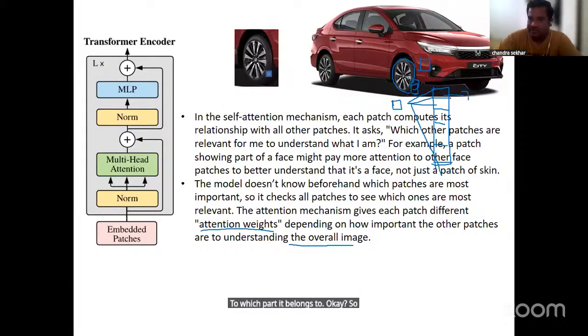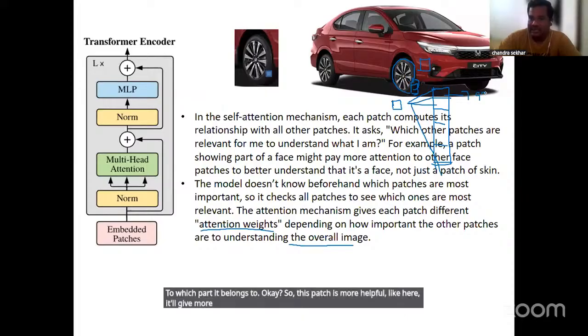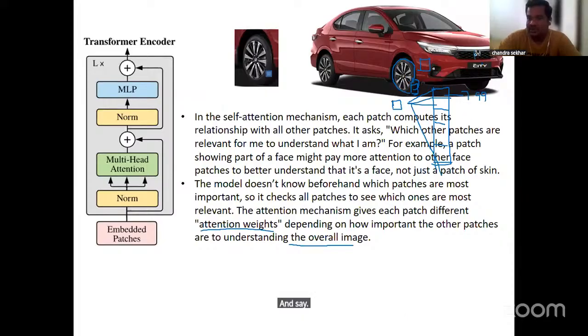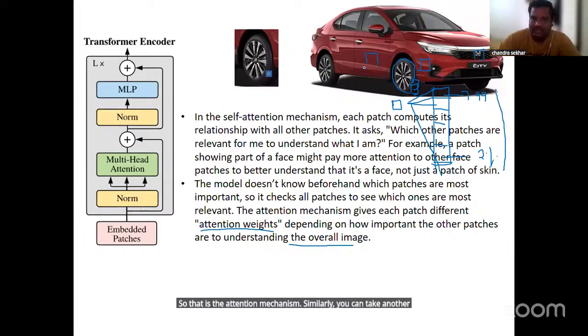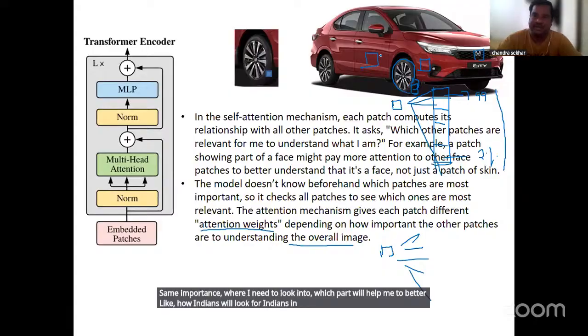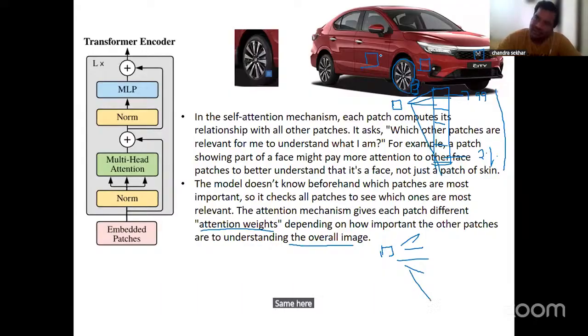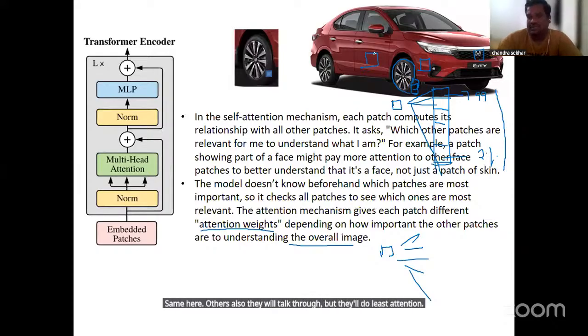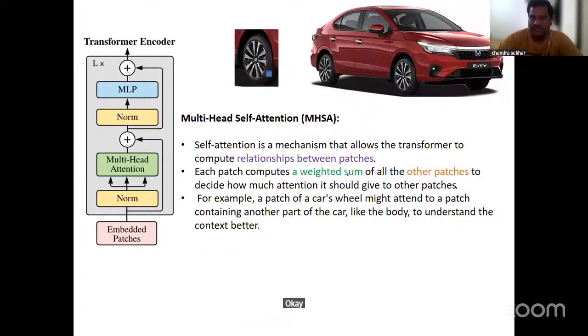So if this patch is more helpful, like here, it will give more attention, say 99. And suppose this Honda, maybe the last one, it may give some 2%. So that is the attention mechanism. Similarly, you can take another patch, and for that patch, again you have to compute the same set of algorithms. Same importance: where I need to look, which part will help me better. Like how Indians will look for Indians in some other place, some other country. Same here. Others also they will talk to, but they will give least attention. So all other related patches here will have more attention and these patches will have less attention. Okay. So that is what.